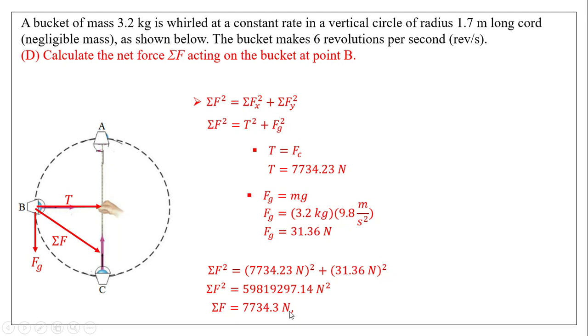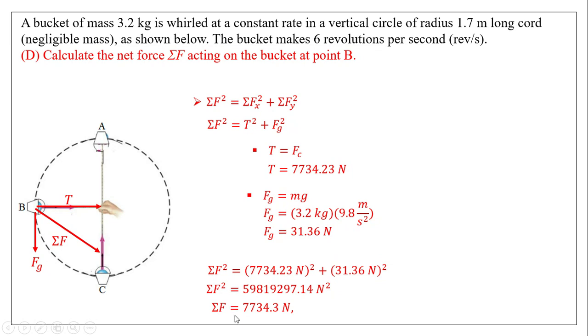And this value is pretty close to the centripetal force, right? Because if you look at it, mathematically speaking, the tension here in the string at point B is already 7,734, but the weight of the bucket is only 31.36. So right away, T dwarfs F of g, right? You got 7,700 here, and you only got about 31 here. So if you think about a right triangle, you got 7,000, and if you open up the triangle, and this is only 31, it produces this really small angle.